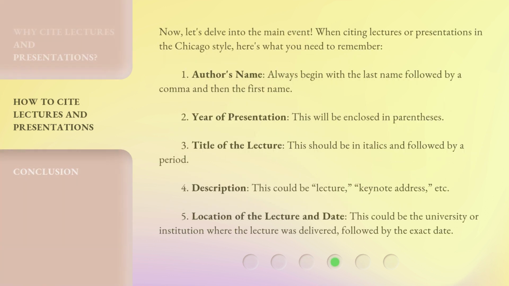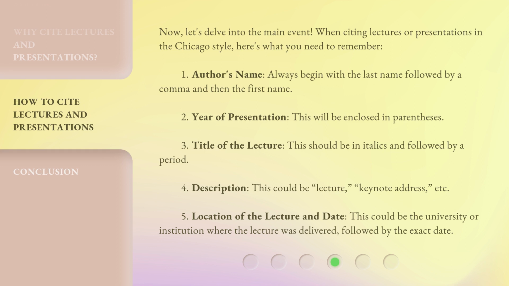Now, let's delve into the main event. When citing lectures or presentations in the Chicago style, here's what you need to remember. 1. Author's name. Always begin with the last name followed by a comma and then the first name. 2. Year of presentation. This will be enclosed in parentheses. 3. Title of the lecture. This should be in italics and followed by a period.